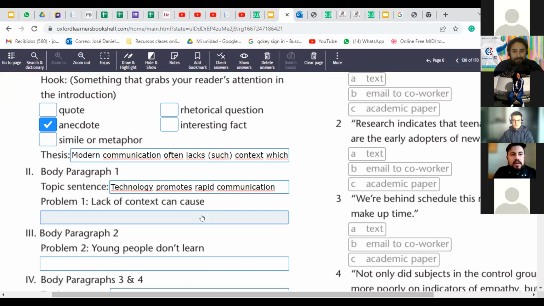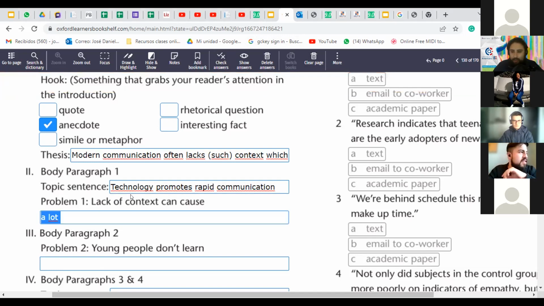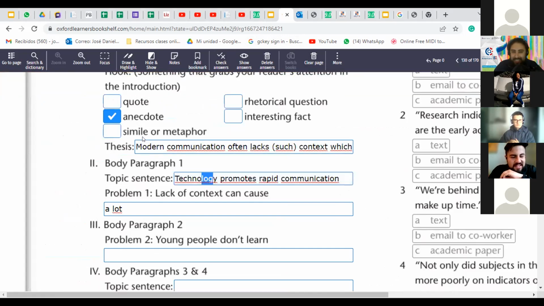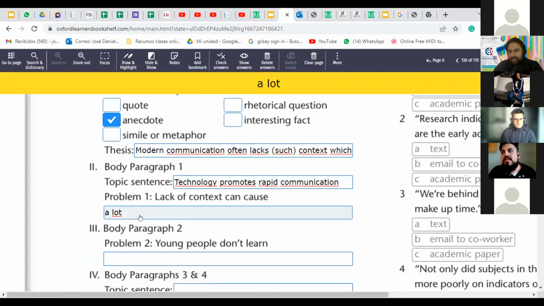You don't have to put it verbatim, word by word. It can be paraphrased. The topic sentences and the thesis are supposed to be very, very literal, but the problem can just be a paraphrase of the problem. A lot of what?